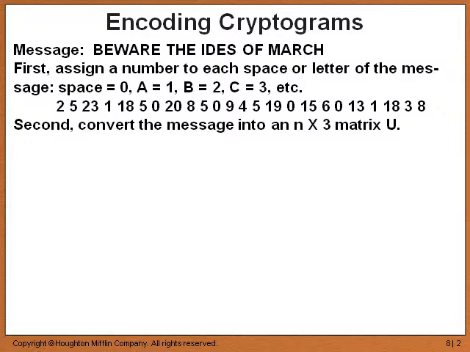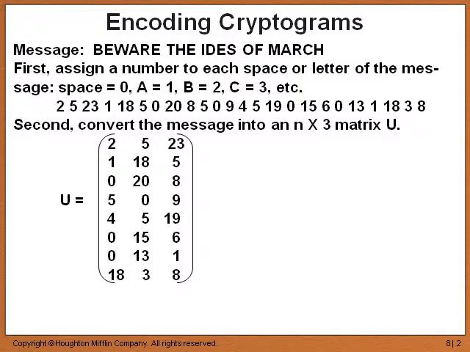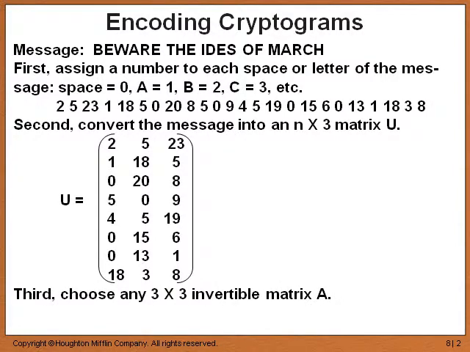So we're going to convert this line of numbers, 2, 5, 23, 1, 18, 5, 0, etc., into an n by 3 matrix U. And U equals 2, 5, 23 is the first row, 1, 18, 5 the next row, 0, 28 the next row. You see what we did is we just converted this line of numbers into a series of rows of 3. And as we keep doing that, we end up with this matrix U. And U, by the way, simply stands for uncoded. Because this matrix of numbers, even though it's numbers instead of letters, is considered an uncoded matrix because, really, anyone could break this code. All you have to do is use some common sense. So this is considered uncoded.